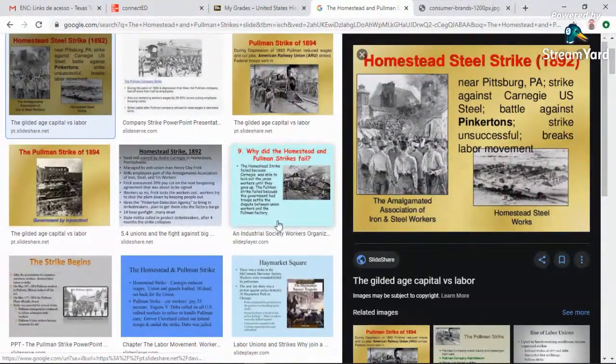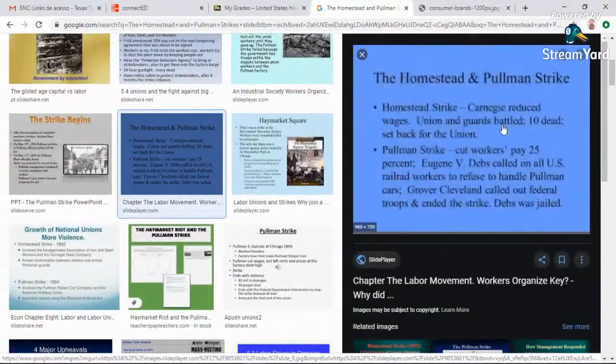So again, Carnegie reduced wages. Union and guards battle. 10 dead, sets back the union.